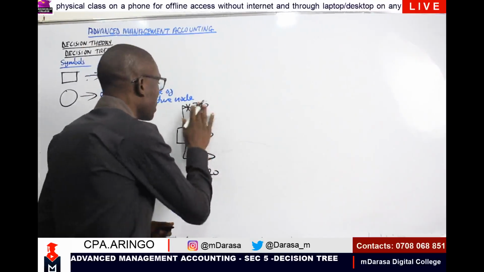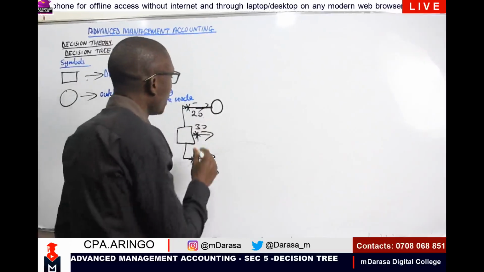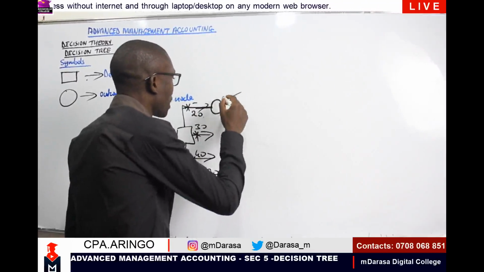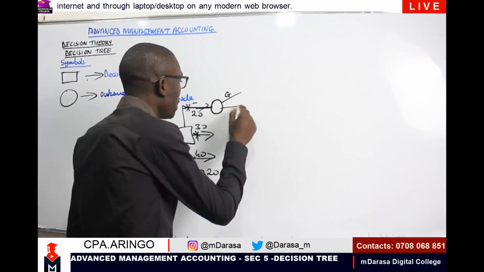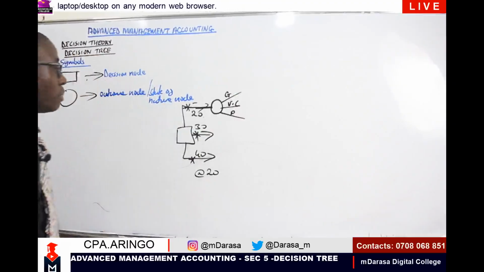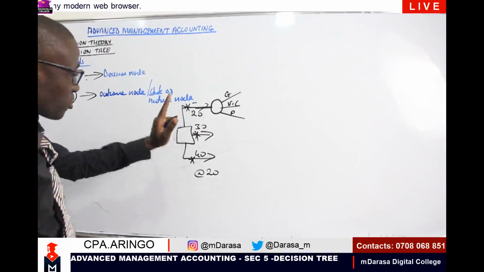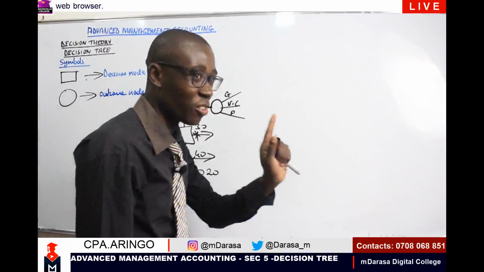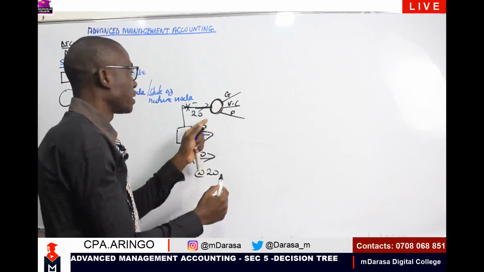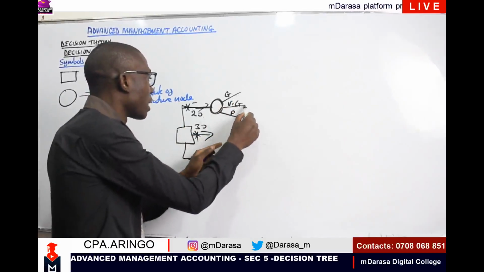You present this with the outcome node. In the event that I've selected 20, the state of nature can be good, very good, or poor. So here we have the decision node, which I want you to mark correctly, and here an outcome node, where the state can be good, very good, or poor.